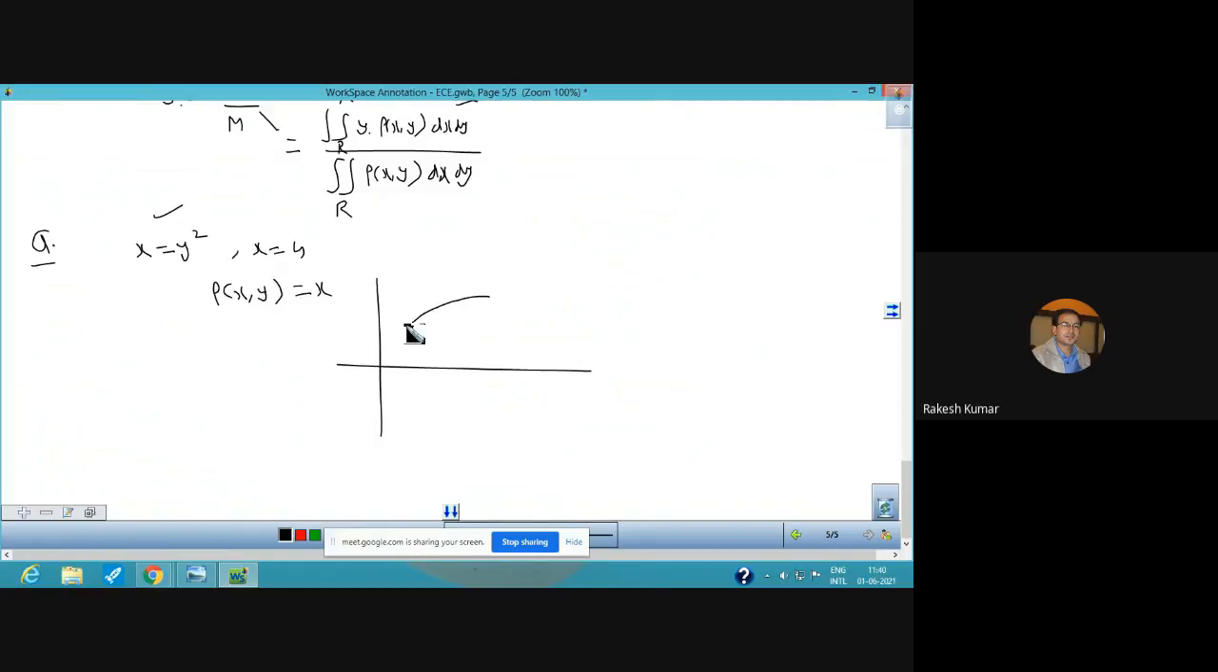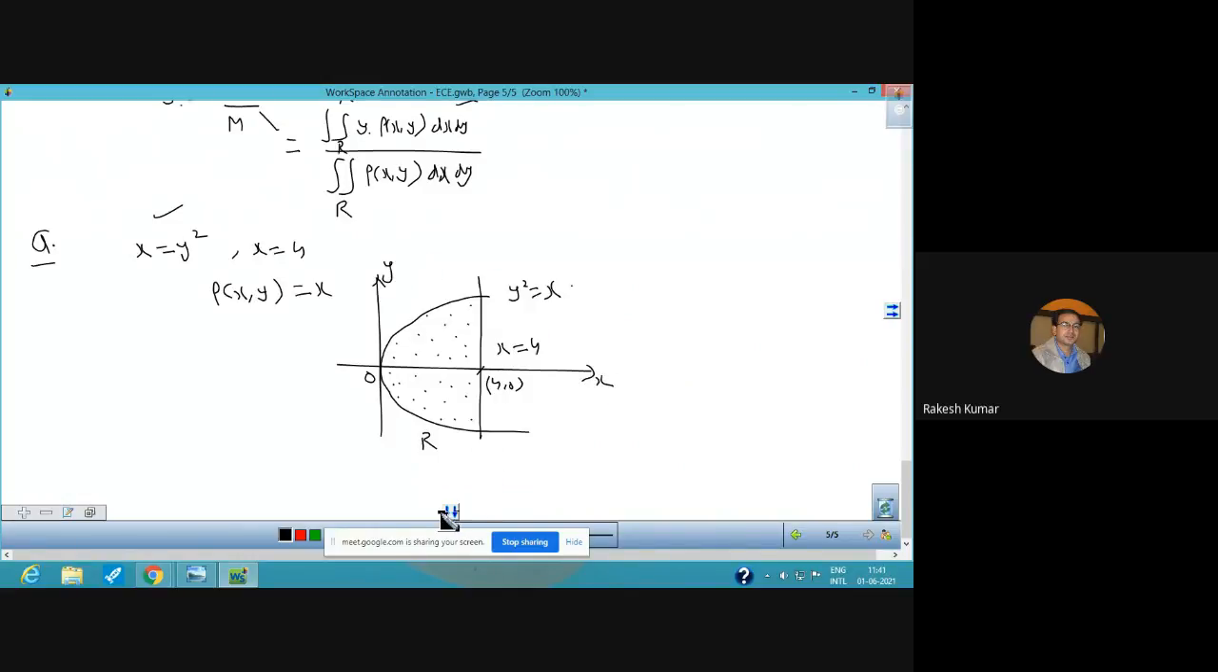y squared equal to x is a right-handed parabola, and we have the line x equal to 4. Suppose this is x equal to 4, so this point has coordinates (4, 0). So this is the region we have. The region is denoted by capital R, and this is the x-axis and y-axis.